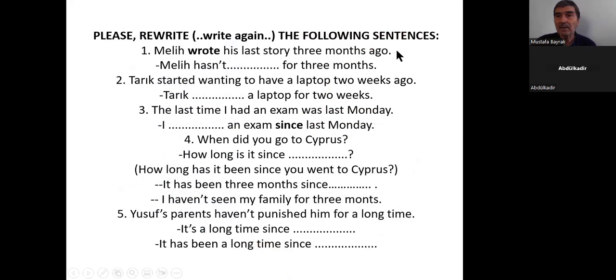Now let me have your attention again, please, or carefulness. Let's be careful. For example, please rewrite. Rewrite means write again the following sentences. For example, sentence 1. Melih wrote his last story 3 months ago. It has a message in it. So how can we express the same message with present perfect tense, for example?